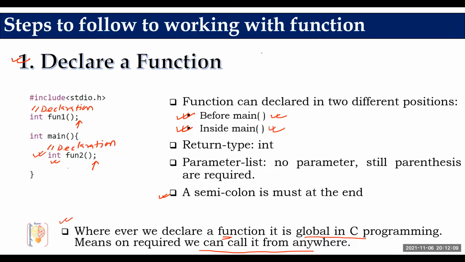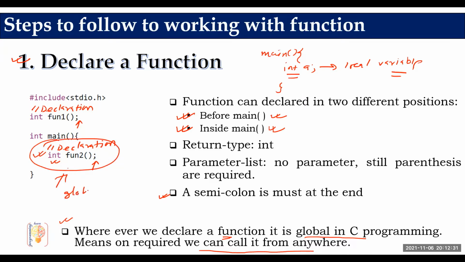If you declare a simple variable inside main, I can access it within the main method only. I cannot access it outside. It will be considered a local variable. But here, fun2 is not local. The nature of a function is that it will be considered global, so I can call it from anywhere. So normally we declare the function before the main method, because anything I declare before main will also be considered global.